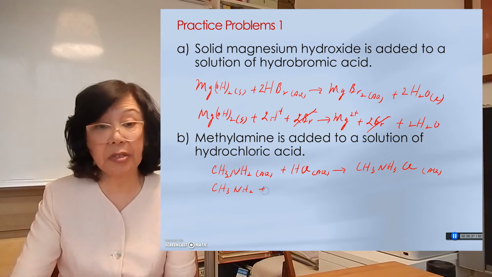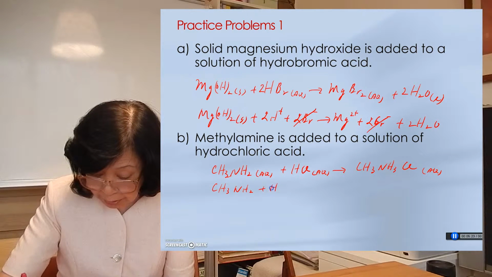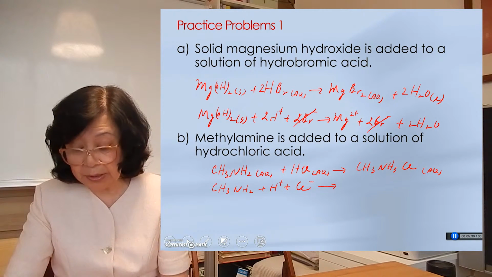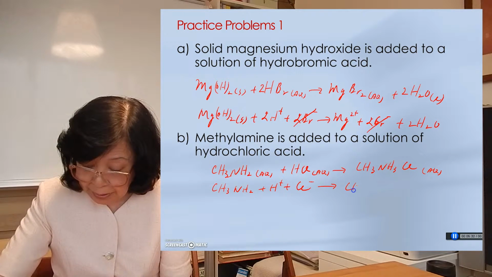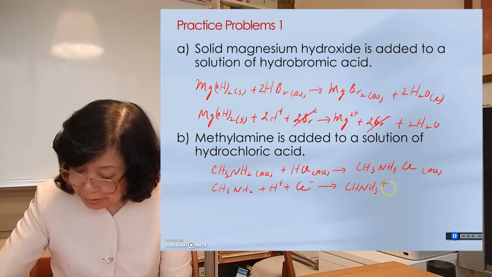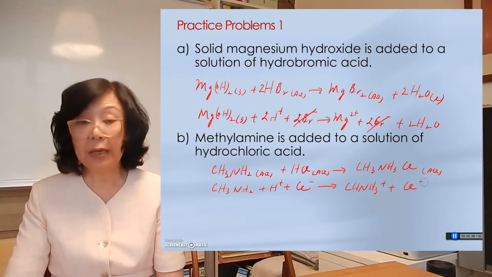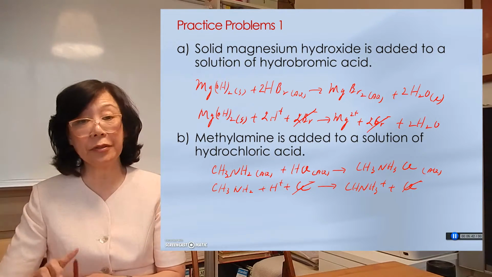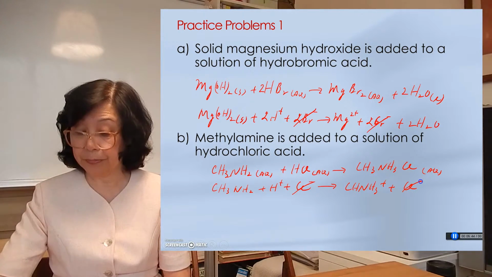But we do dissociate the strong acid, the hydrochloric acid, into H plus and Cl minus. And now this compound that's formed is ionic and is soluble in water. So we dissociate into ions. And now you cancel out the chloride, spectator ions. You have the net ionic equation. Try the next one.